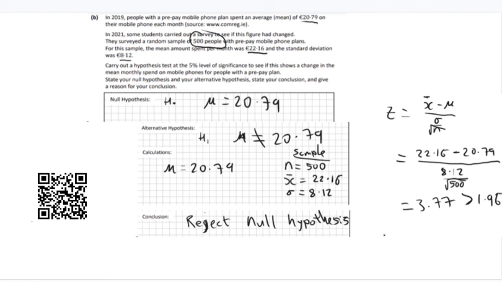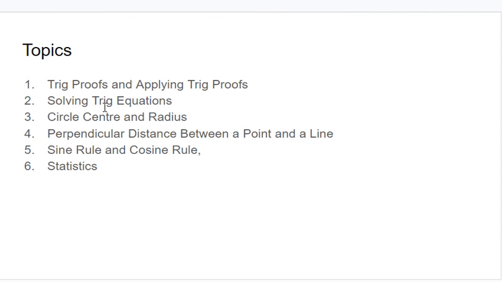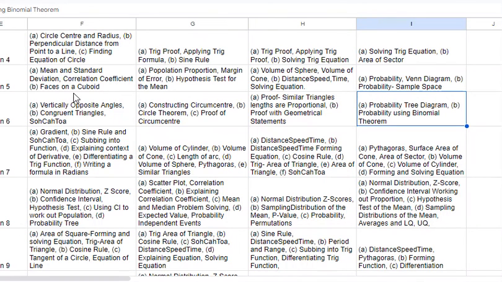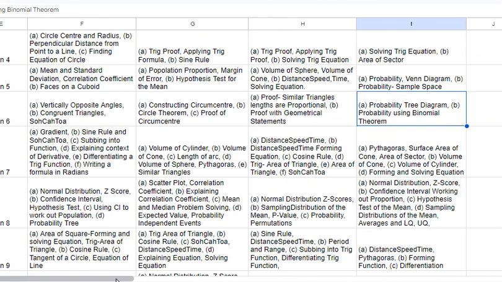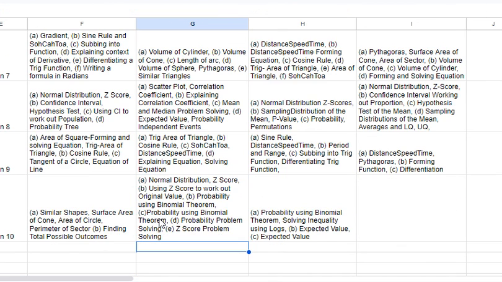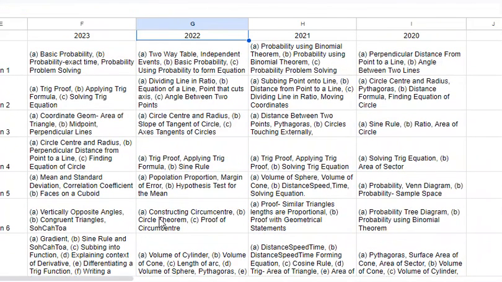So that's everything I wanted to go through here. Again, it's not going through everything that's going to be on the paper, but it gives a good overview of what has come up in the last few years. So you can look down through this spreadsheet here if you want. If you want to pause it there at any stage, you can get a look at the other topics as well.